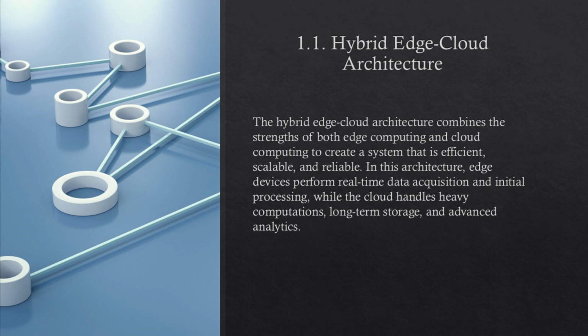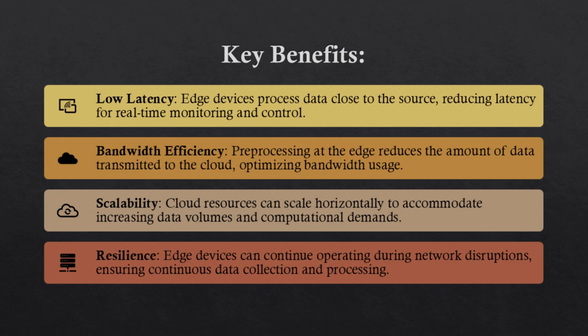At the edge, devices perform real-time data acquisition and initial processing right where the data is generated, close to the industrial machines. This proximity reduces latency, allowing for immediate monitoring and control. Meanwhile, the cloud handles heavy computational tasks, such as advanced analytics and long-term data storage. This division of labor not only optimizes bandwidth usage by pre-processing data at the edge but also ensures that we can scale our resources horizontally in the cloud to meet increasing demands.